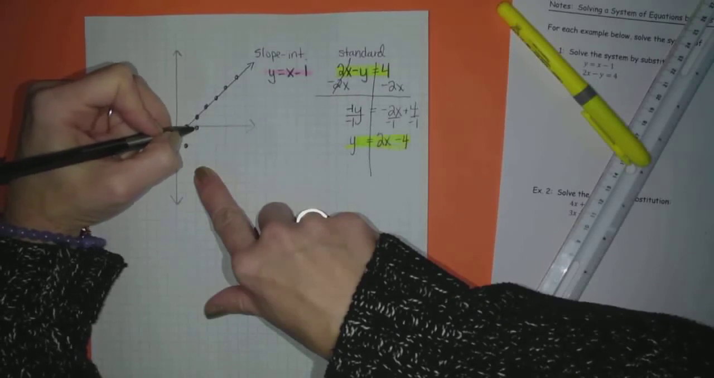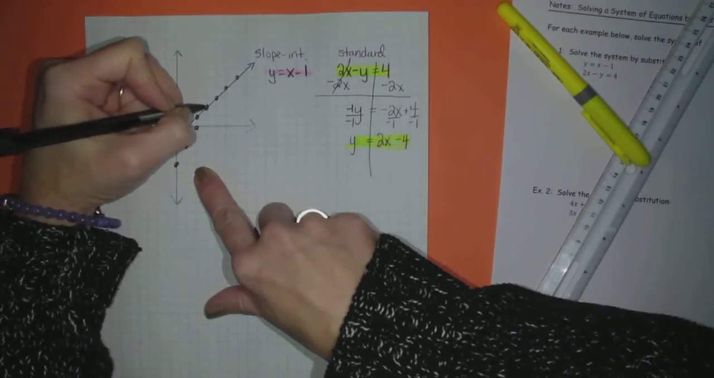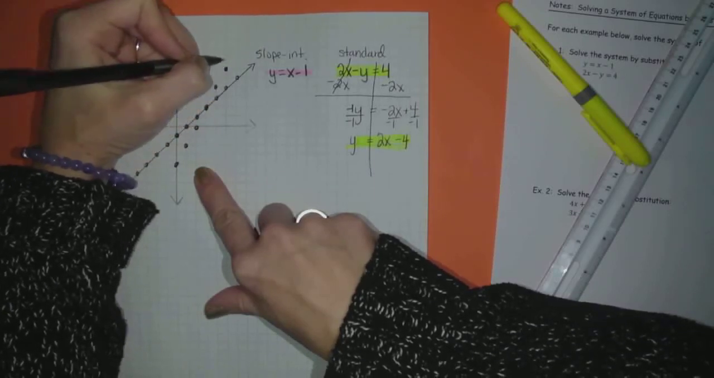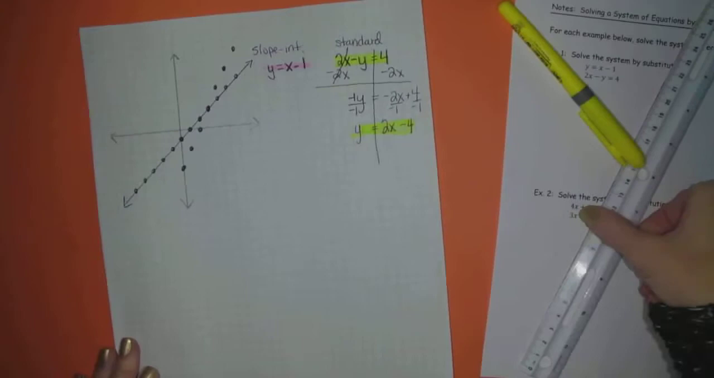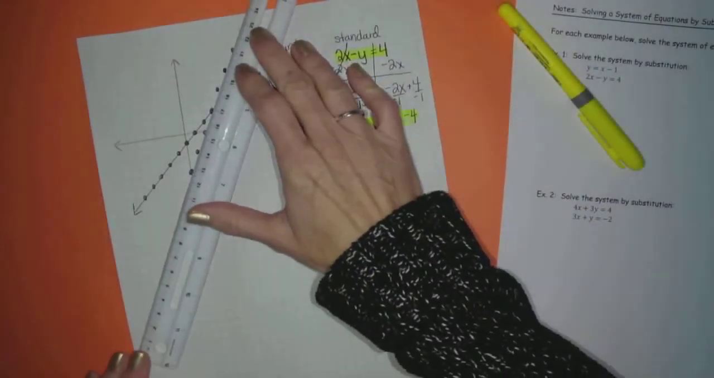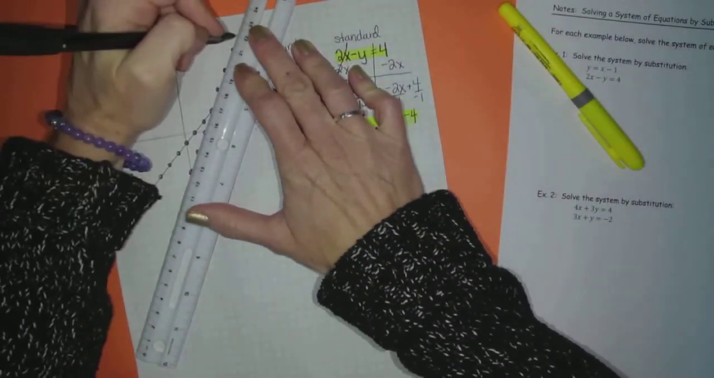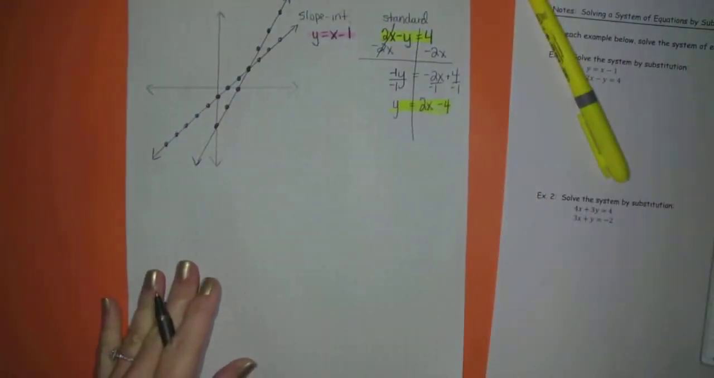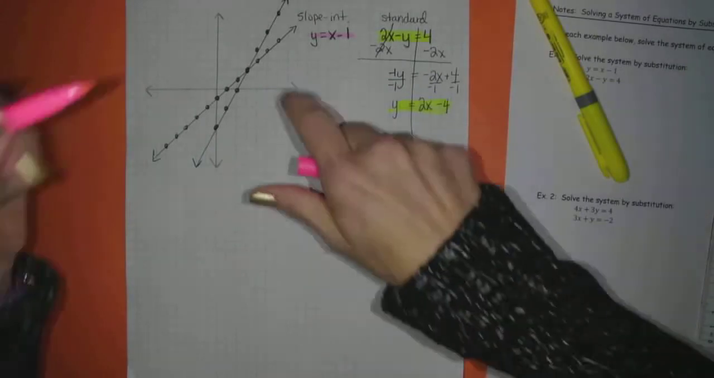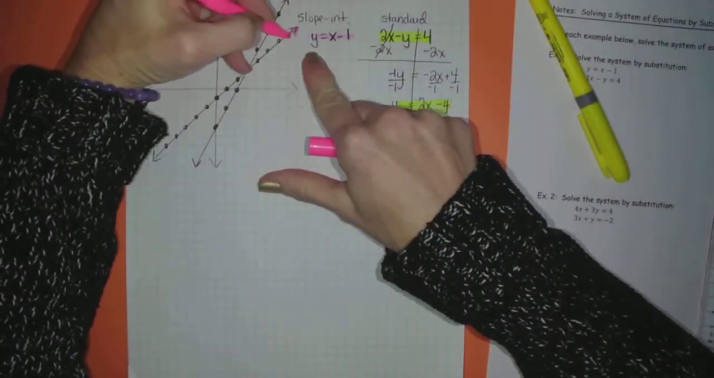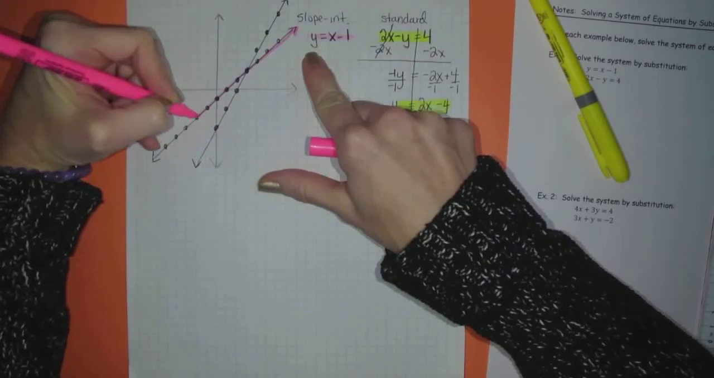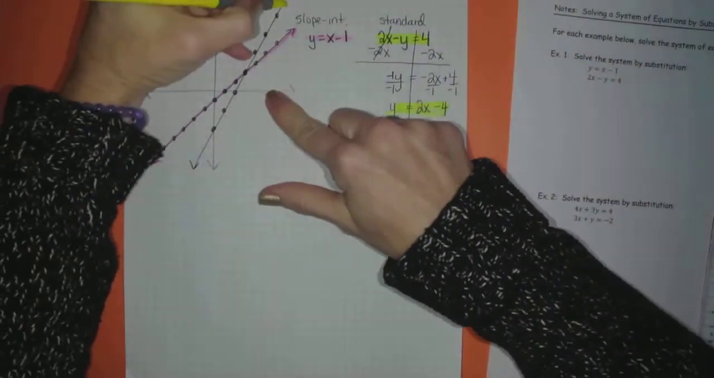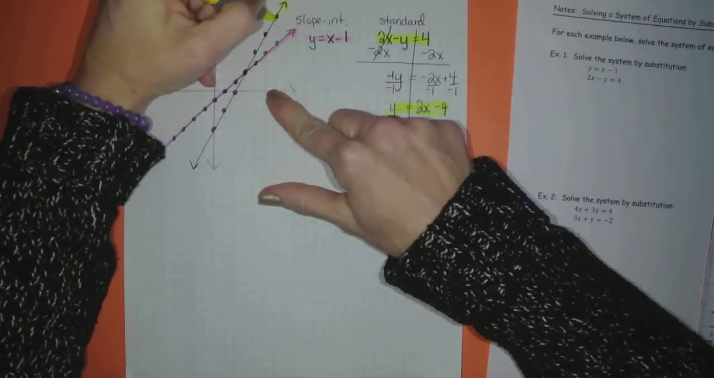Rise 2, run 1, and repeat. It's hard to say. Okay, and there is that line. So let me graph a nice straight line here through those points. So you can see that the pink line, which was this guy going with the pink equation, indeed intersects the yellow, which goes with this line.